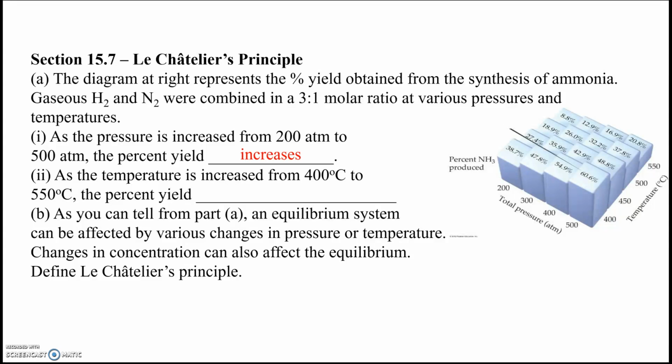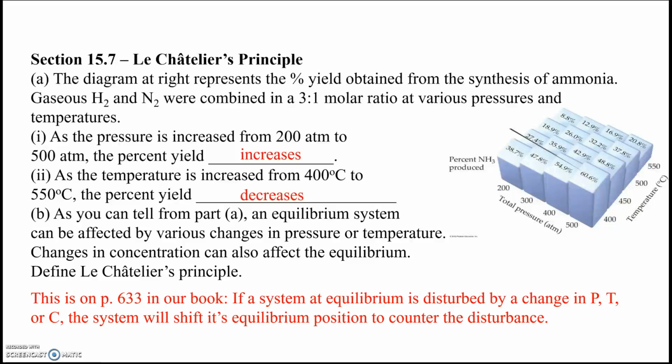Now, when we look at the temperature, the axis on the right-hand side, as the temperature goes up from 400 to 550, the percent yield goes down. So as you can tell from part A, an equilibrium system can be affected by various changes in pressure or temperature. And these changes in concentration can also affect the equilibrium. And we want to define Le Chatelier's principle. This is on page 633 of our book. So if you have your book, you definitely want to find this in your book.